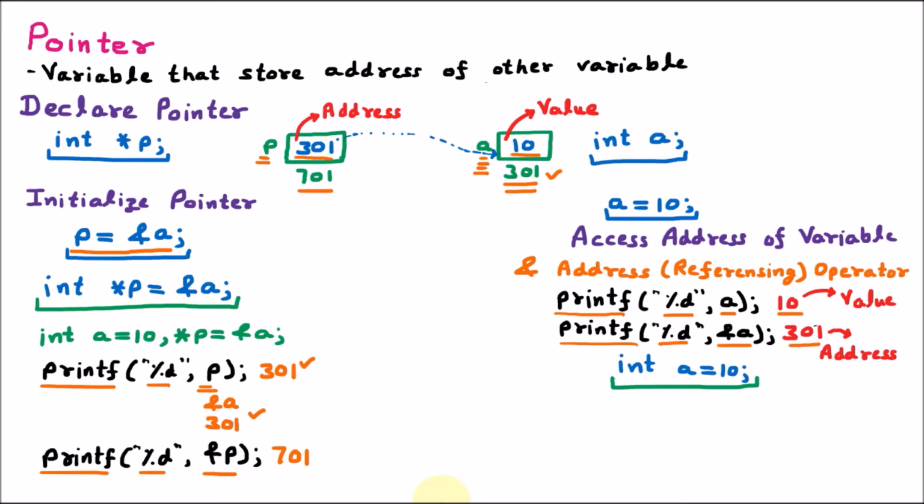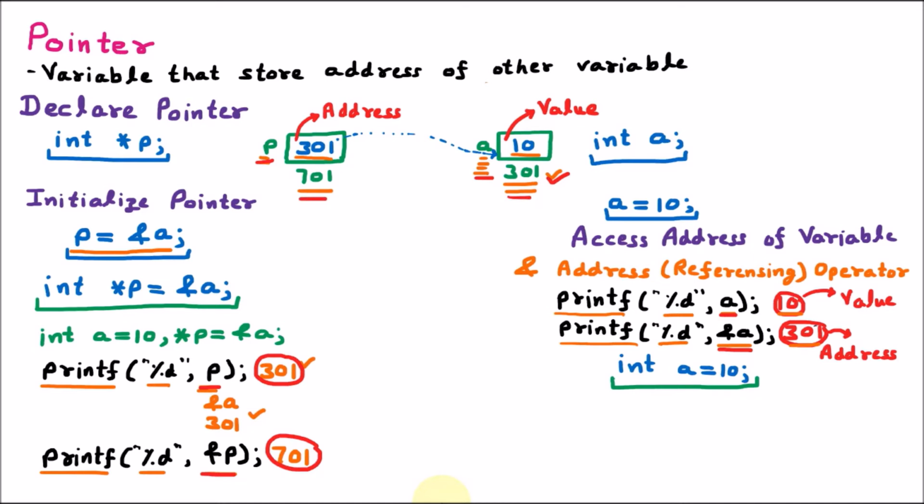So here, if we have a variable and we print it, we will get the value. And if we have a pointer and we print that, we will get the address where the pointer is pointing. So here we know that P is pointing to A, so its address we have taken. And if we find the address of a normal variable, we will get its own address. And if we print the address of a pointer, then we will find its own address. So here 301 and 701 are their own addresses.